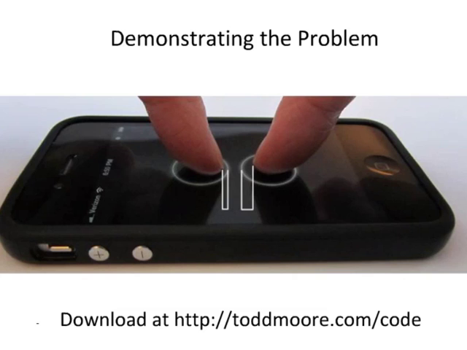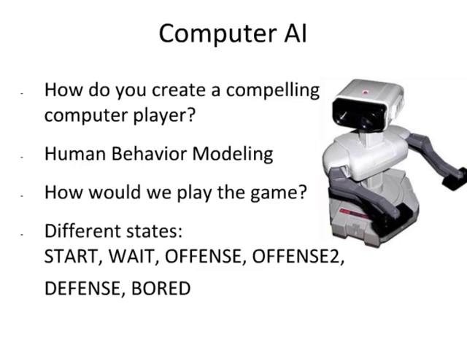The next thing I want to talk about is computer AI. We're going to explore a little bit how you create a good computer player. A lot of times you just want to model what a human would do. That's the approach we take in the book: we go through this process of how a human actually plays the game, and what are the different states that you go into.